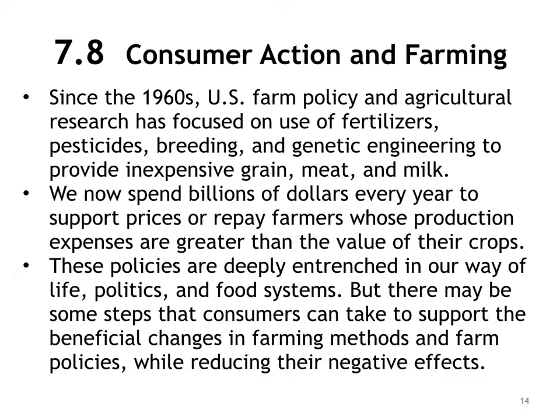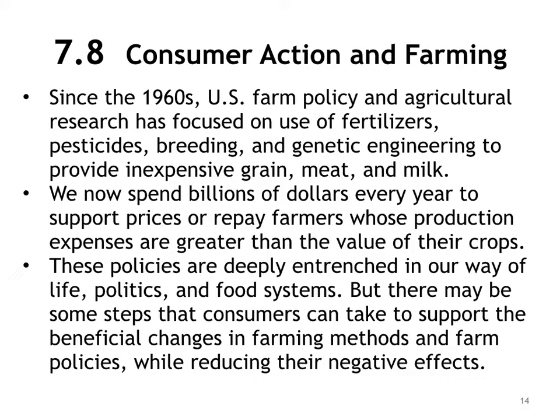Since the 1960s, U.S. farm policy and agricultural research has focused on developing large-scale production methods that use fertilizer, pesticides, breeding, and genetic engineering to provide abundant, inexpensive grain, meat, and milk. As a consequence, we can afford to eat more calories and more meat than ever before. Hunger still plagues many regions, but increasing nutrition has reached most of the world's population, not just wealthy countries. We now worry about weight-associated illnesses as a cause of mortality, possibly a first in human history.